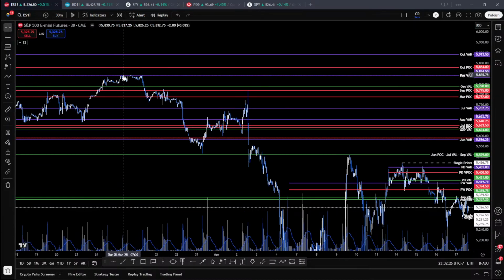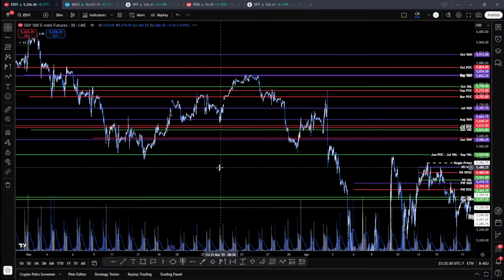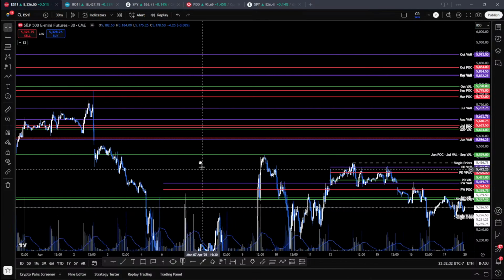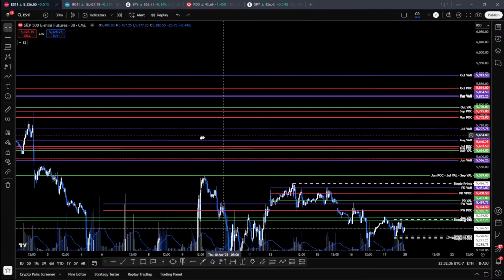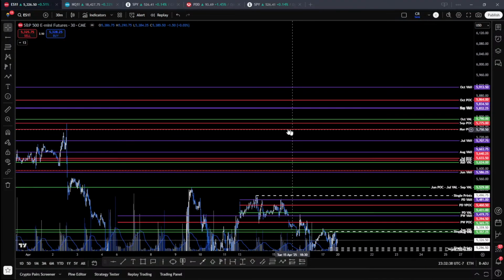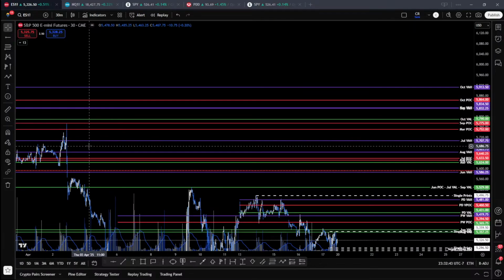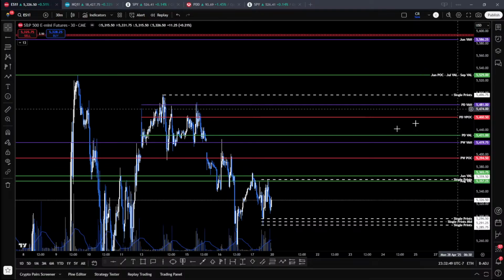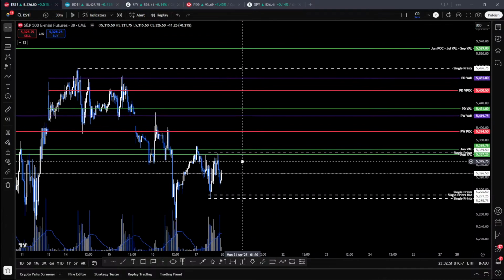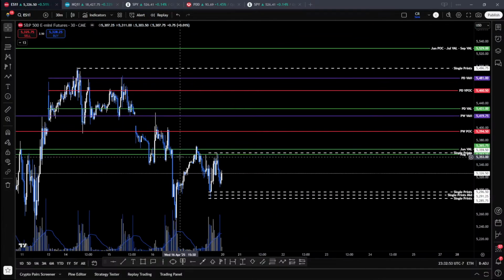This would be like a poor high right here that was not retested. But like I said, as we're approaching those, as we're approaching up here, I would start looking left to see where we bounced or rejected or what have you. So hopefully that answers your question. But basically, as soon as they get retested, I take them off my chart.